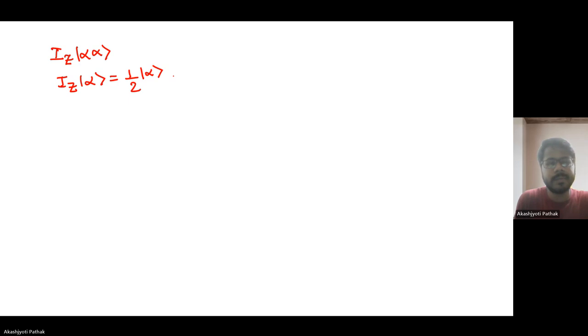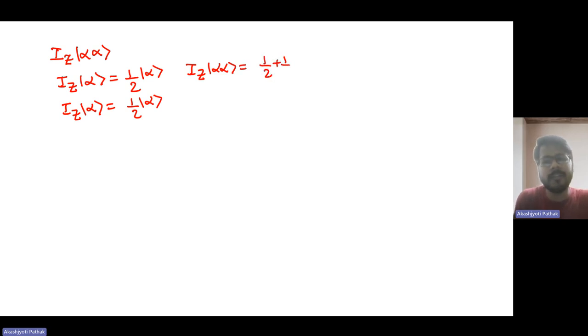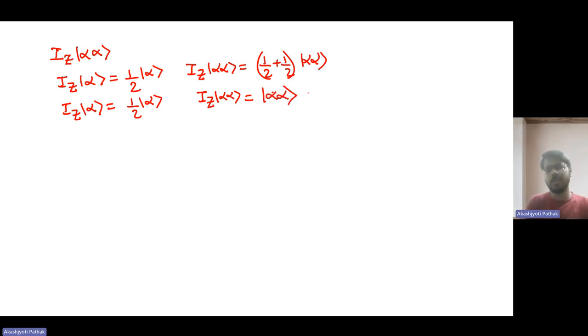And then it will act on the other alpha state. For that also we will get plus half alpha. So when the Iz operator acts on this alpha alpha spin state, we get plus half alpha alpha. So that is why option 1 in this question was correct.